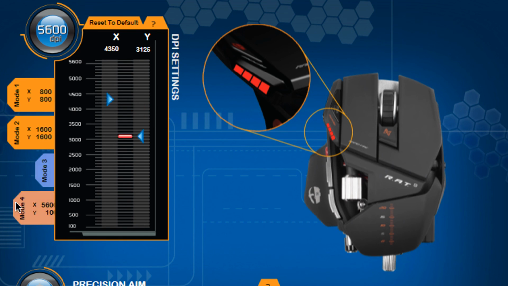In mode 4, I have it set for 5600 in X and 100 in Y, and as you can see, it's moving the same up and down, left and right, and they should be separate.